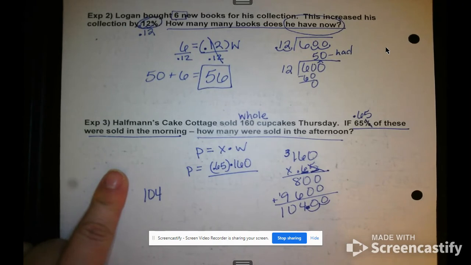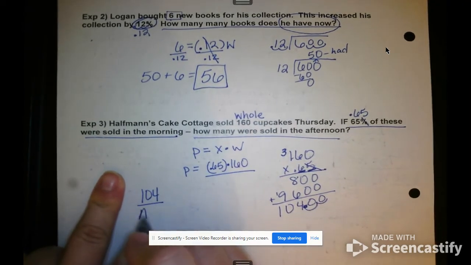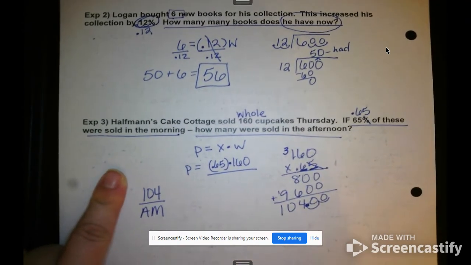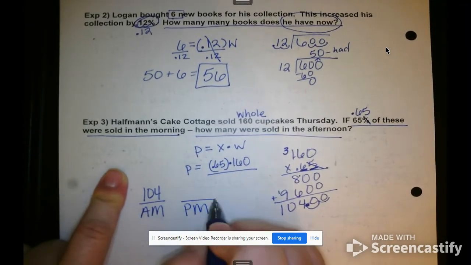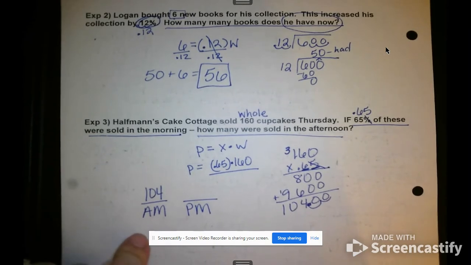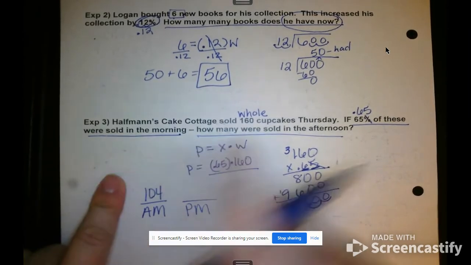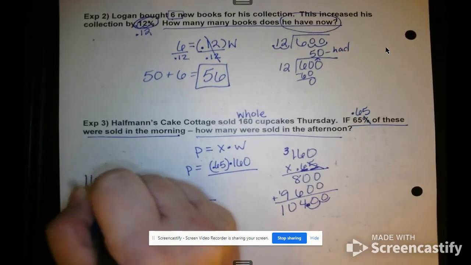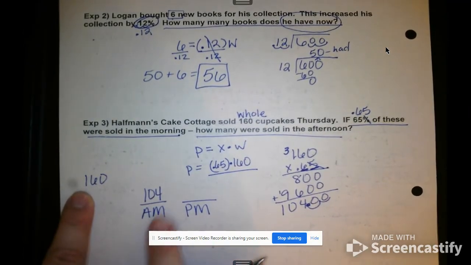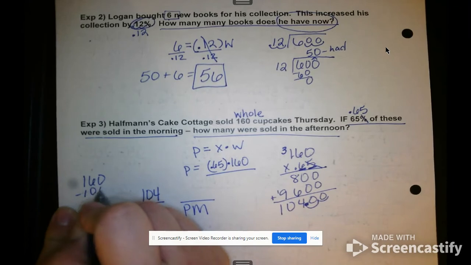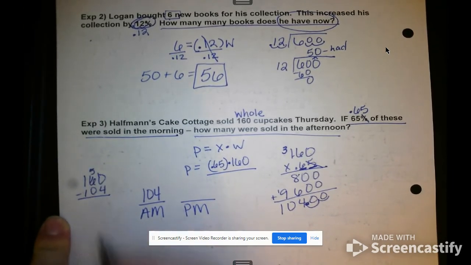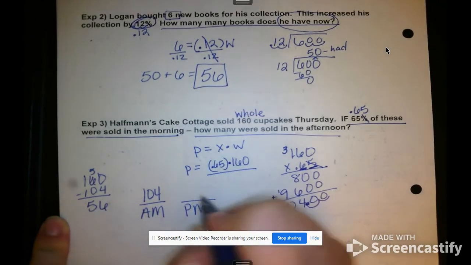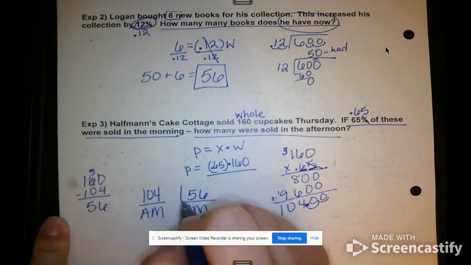How many were sold in the morning. What is it asking me to find? How many were in the afternoon. So how do I find how many were in the afternoon? 104 minus 56? Okay, so I take my total, which is how many were sold all day, and I subtract how many were sold in the morning. And I get 56. So that is my answer.